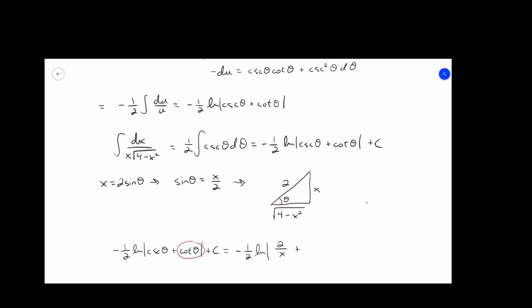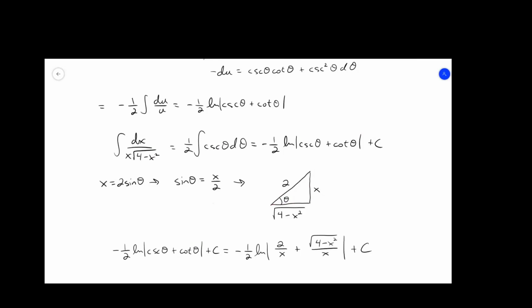And then cotangent, right? Cotangent theta. Here again, here's the theta. How do I define cotangent in a triangle? I define cotangent to be adjacent over opposite, right? So adjacent being this, adjacent over opposite. So that's what it's going to be. That's what I'm going to write there. Adjacent, square root of 4 minus x squared, over opposite, x.